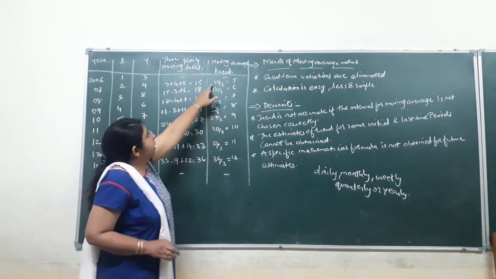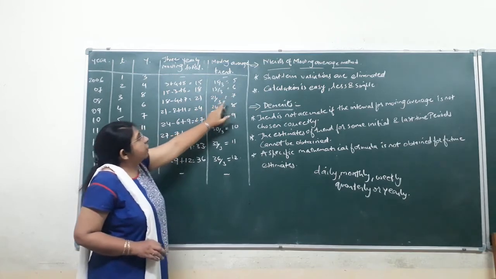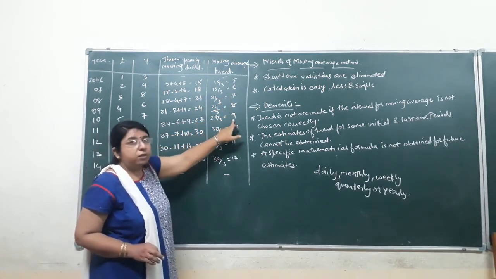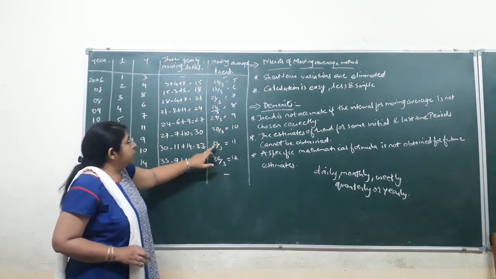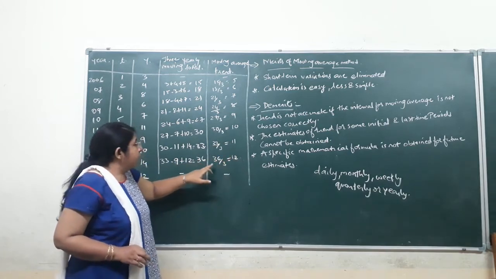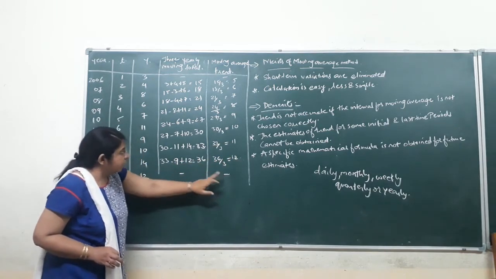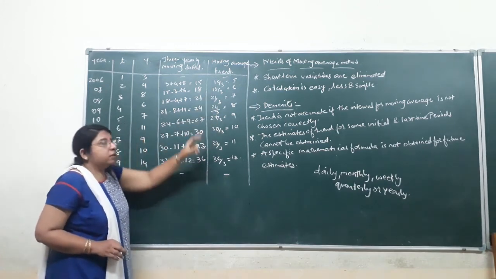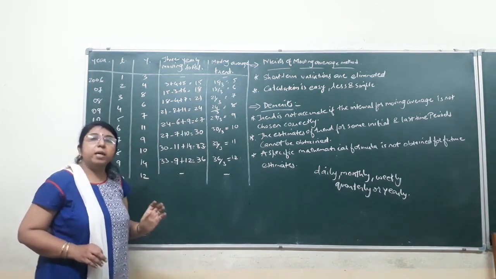So 15 divided by 3 comes to 5. 18 divided by 3 is 6. 21 divided by 3 is 7. 24 divided by 3 is 8. 27 divided by 3 is 9. 30 divided by 3 is 10. 33 divided by 3 is 11. And 36 divided by 3 is 12. And the last value would be nil, just as in the case of the total. The first and last value would be nil. In the same way, in the trend column also the first and last value would be nil.